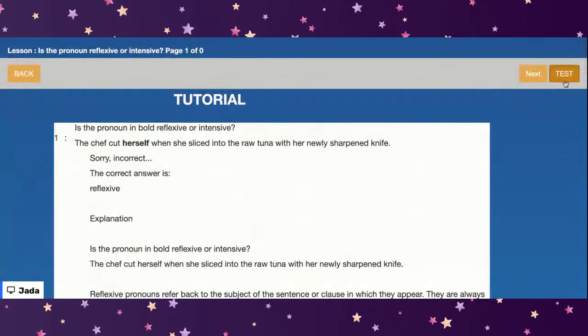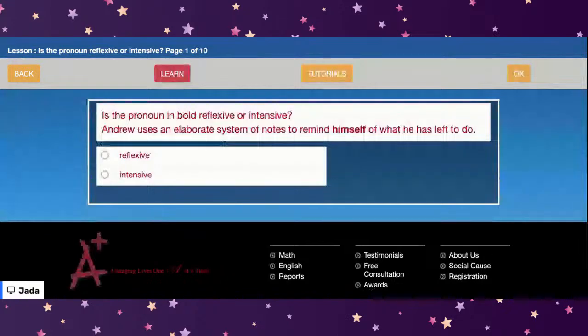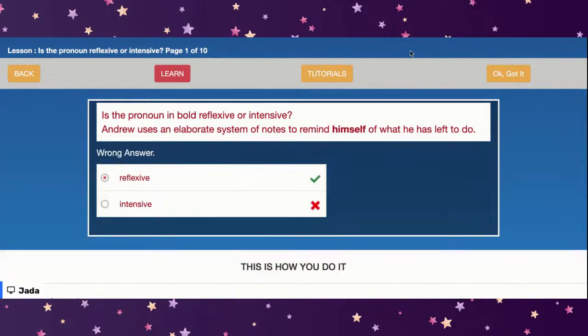Identify: is the pronoun reflexive or intensive? Andrew uses an elaborate system of notes to remind himself of what he has left to do. Himself. Okay.